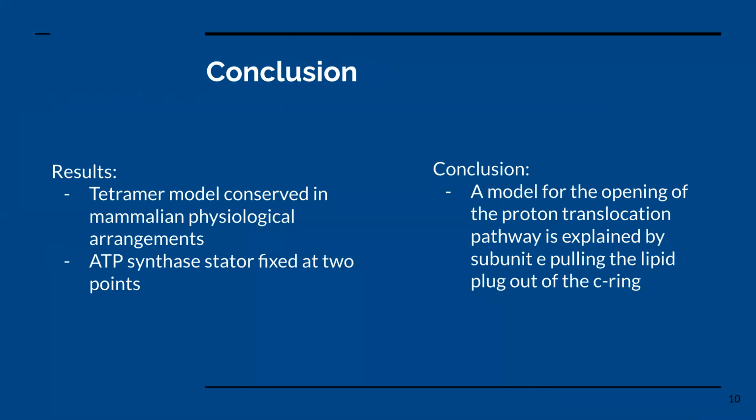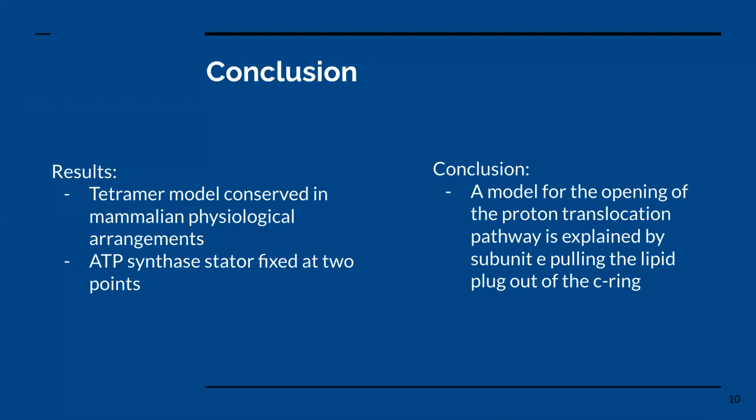In conclusion of all this article, some major results include the conservation of the tetramer model in the presence of magnesium ions, which serve to indicate that this arrangement is reflective of a typical physiological arrangement in mammals. Next, the ATP synthase stator, or stationary portion of the protein, is anchored at 2 points, one being the known fixed connection to F1 domain via the OSCP subunit, and 2, the newly found connection to subunit E via the lipid plug, with both of these serving to allow rotation.